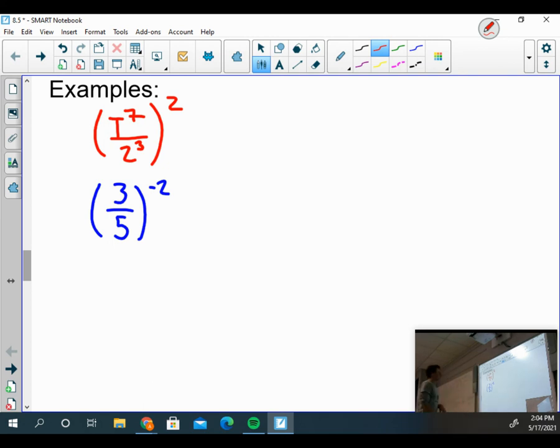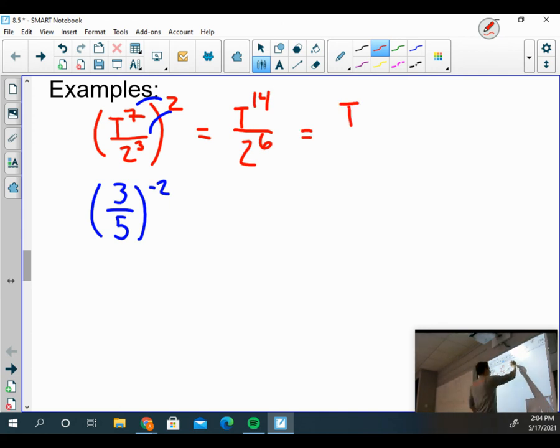So solving the one up top, again, the shortcut we just learned, when we have a quotient to a power, we just make sure each item in the numerator and denominator gets the exponent distributed to it. So what we can do here is we see that we have t to the 7th over 2 cubed. And so we would get t to the 14th over 2 to the 6th after we distribute that exponent. We can simplify 2 to the 6th. That's 6 2's multiplied together, and that will give us 64.